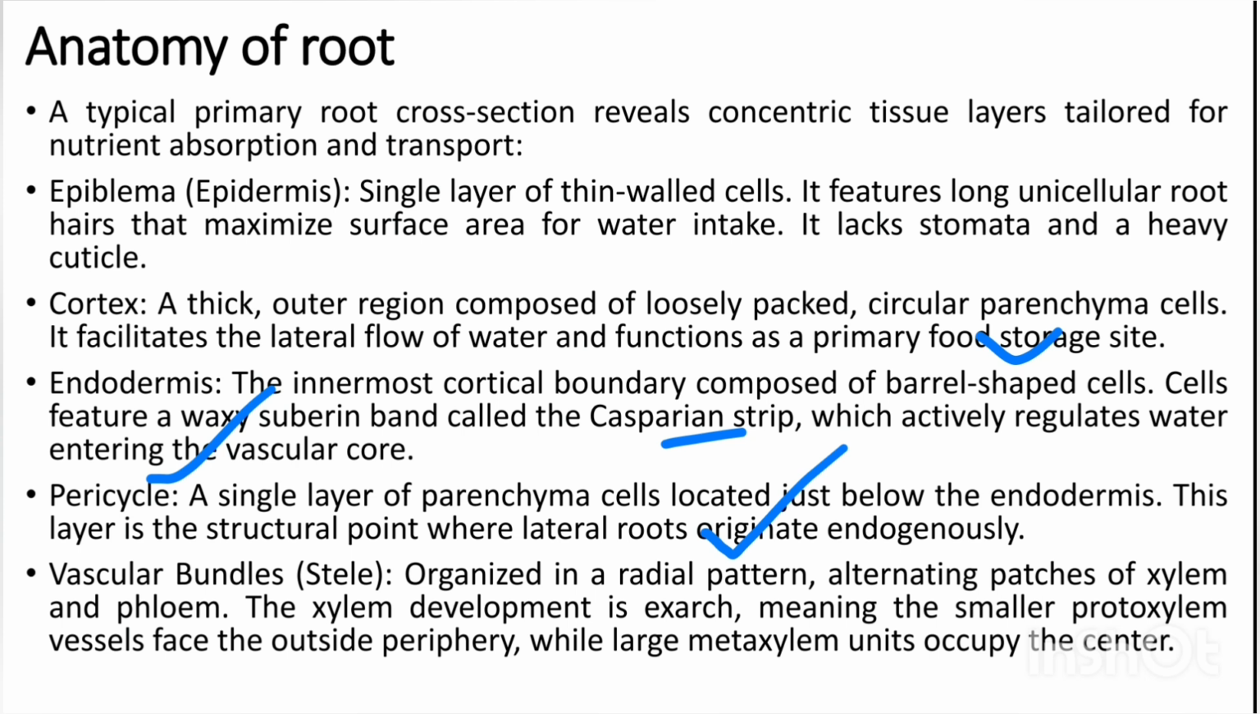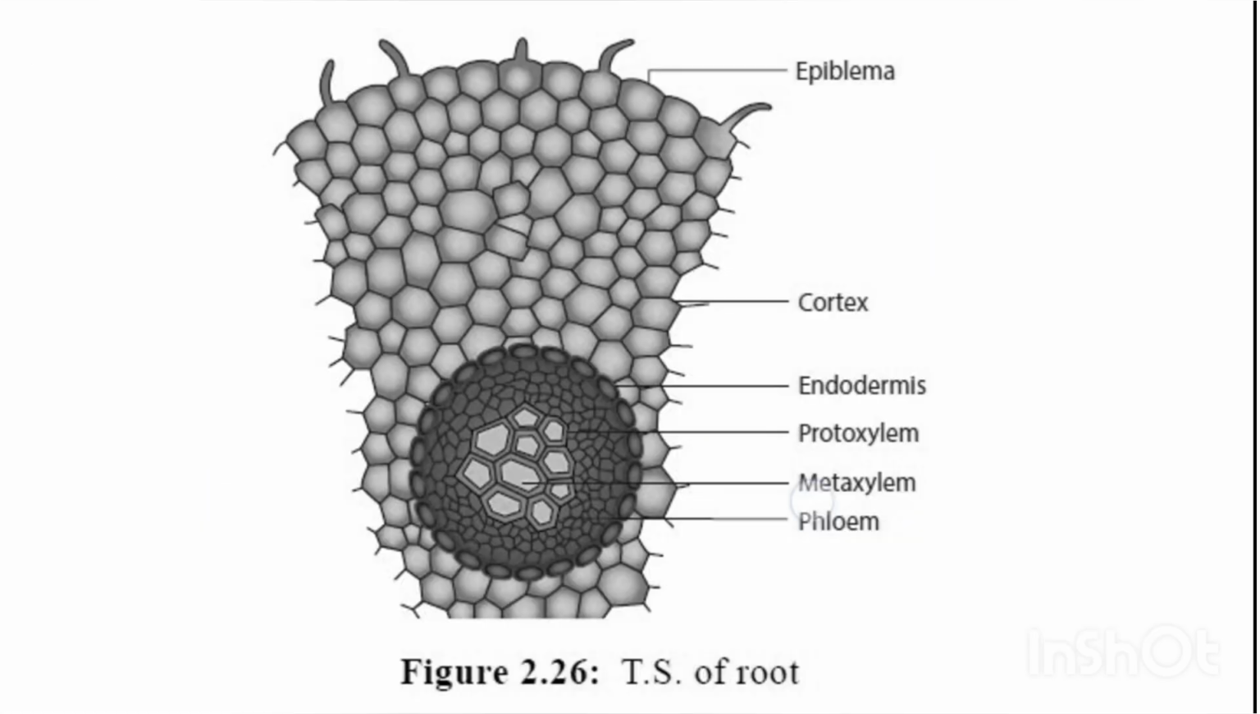That means alternating patches of xylem and phloem are there. Xylem development is exarch. That means newly formed xylem takes place towards the outside. Newly formed xylems are placed towards the outside, and matured xylem or metaxylem is placed towards the inner side. Next, this is the transverse section of Selaginella root.